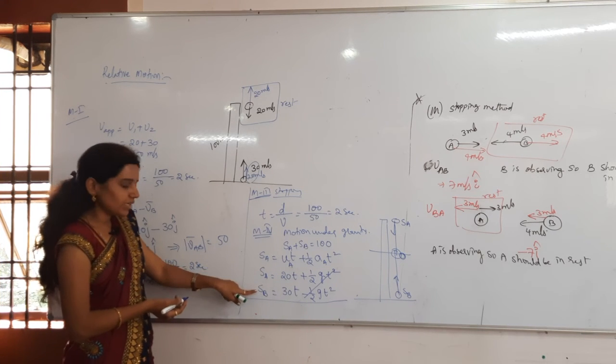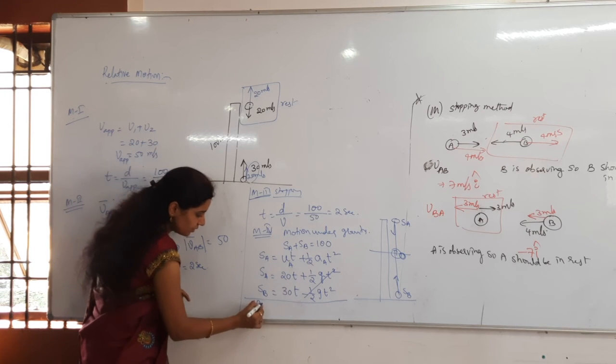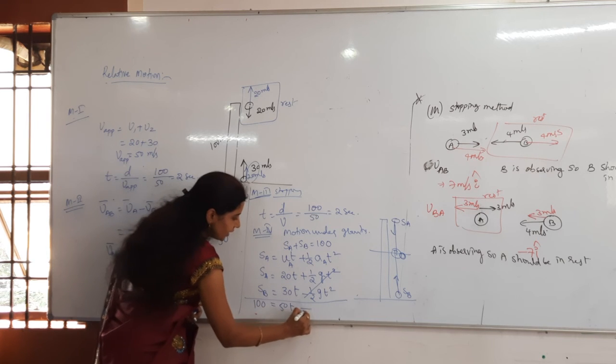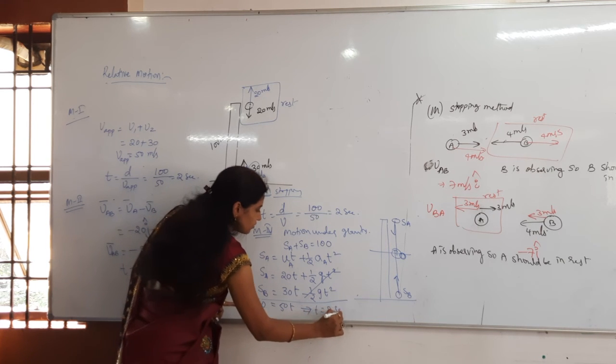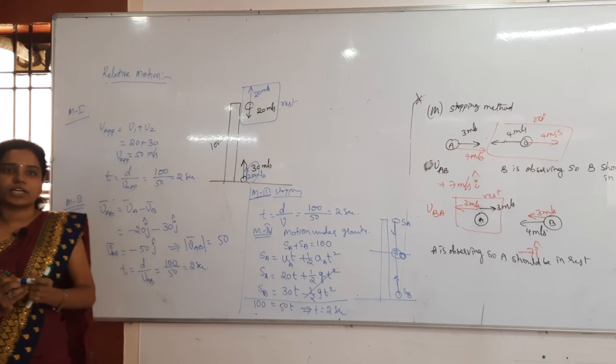Then what is remaining? SA plus SB. What is SA plus SB? 100. SA plus SB is equal to 100. This will be how much? 50t. Again t is equal to how much? 2 seconds only. You can follow any one of the methods, but you should get the correct answer.